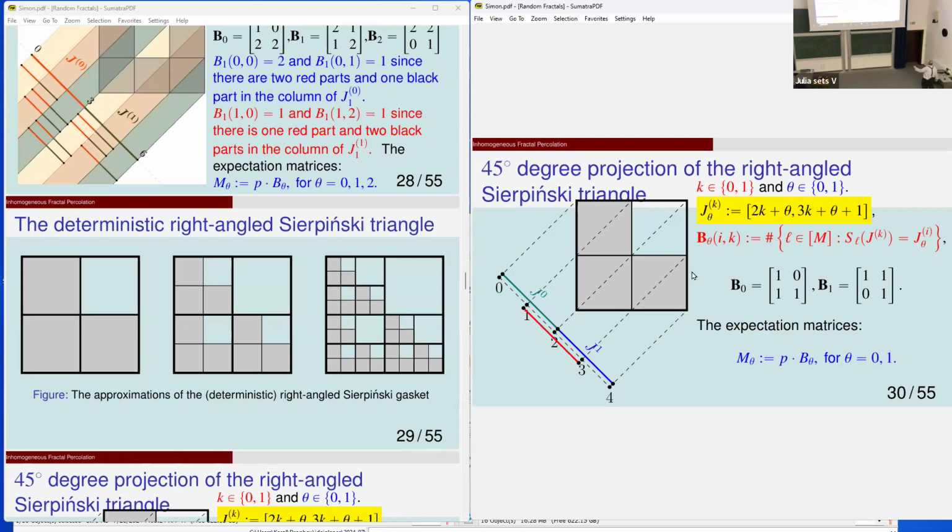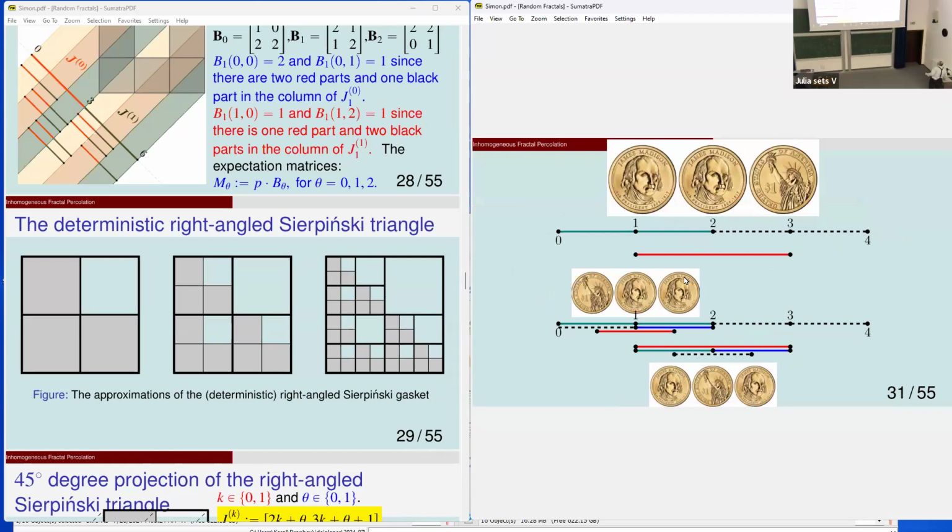But we need to realize that we don't need this projection construction if you just have an appropriate iterated function system that I will define later on the line. Then you can actually have a similar construction. I would just like to show you.